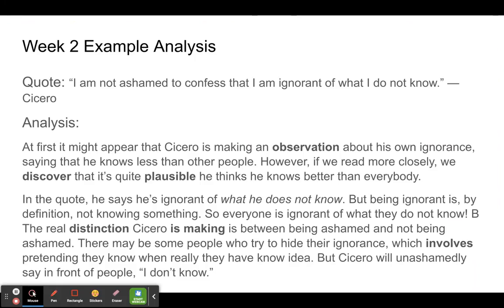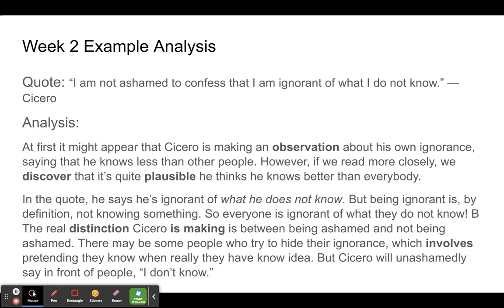We're looking at 5 new words today to use for our analysis. Example analysis, week 2. Quote: "I am not ashamed to confess that I am ignorant of what I do not know," by Cicero. Analysis: At first, it might appear that Cicero is making an observation about his own ignorance, saying that he knows less than other people.